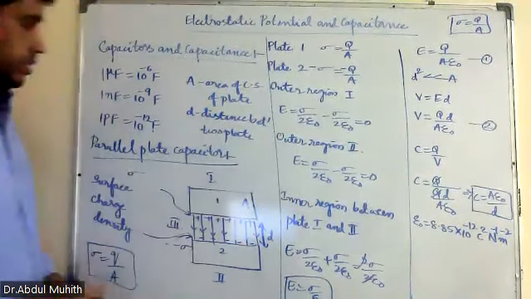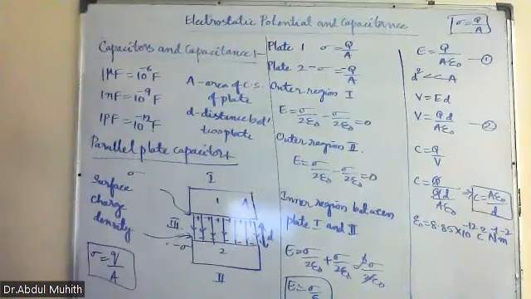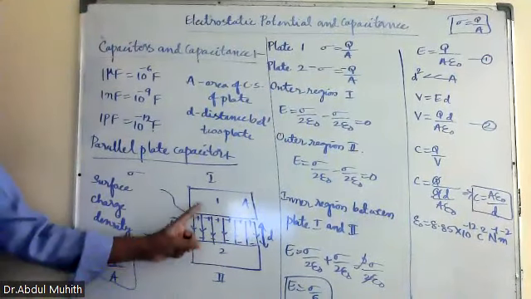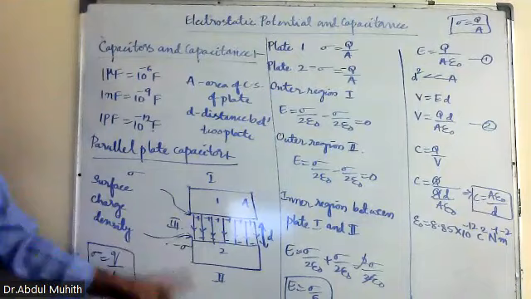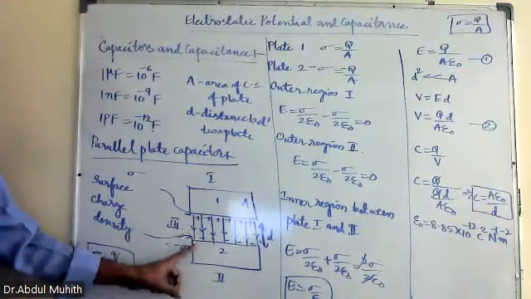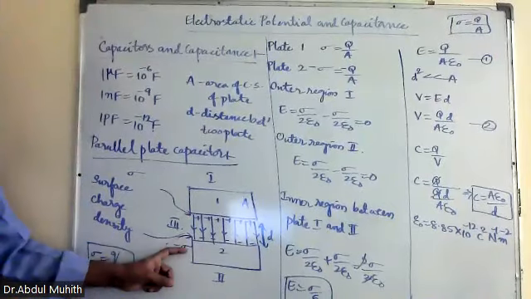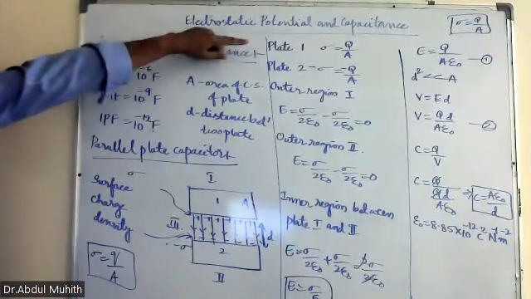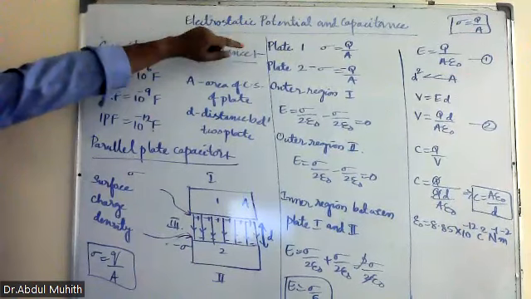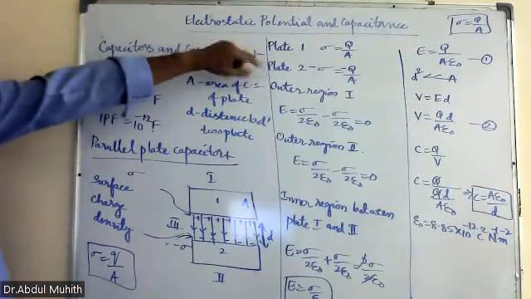Is it clear? See once again from the beginning, parallel plate capacitor. There are two plates, positive plate and negative plate, 1 and 2. And the regions are 1, 2, and 3. This is positive and this is negative. Sigma is the surface charge density, positive and negative. Plate 1 has sigma equal to Q by A, plate 2 has minus Q by A.